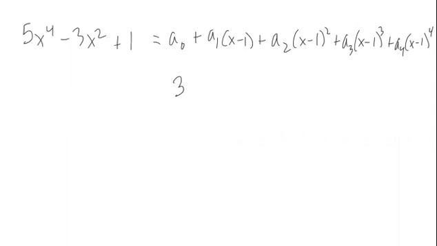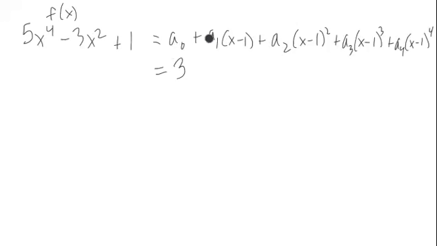And so basically, it's the same thing as just thinking of this polynomial as a function f of x and simply plugging in f of 1, where we're looking at powers of x minus 1. So a sub 0 is nothing but f of 1. So far, we know that a sub 0 is just simply 3, because we plug in a 1 here, and we get 5 minus 3, which is 2 plus 1. All right, so now, how do we figure out a1?